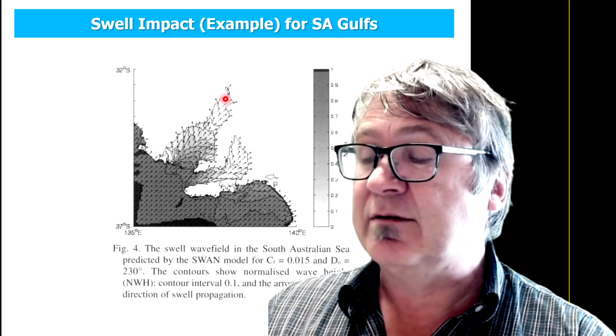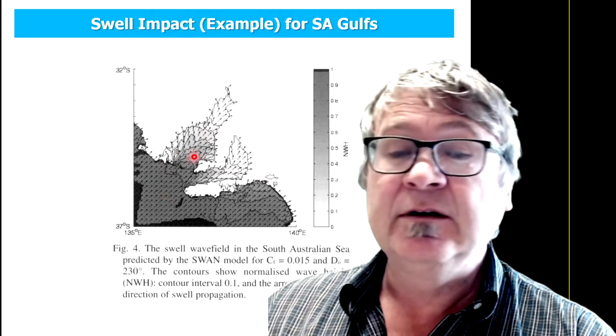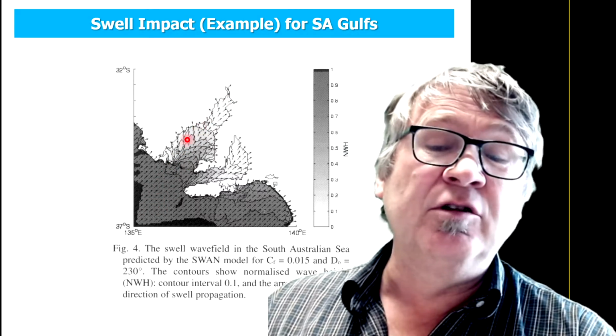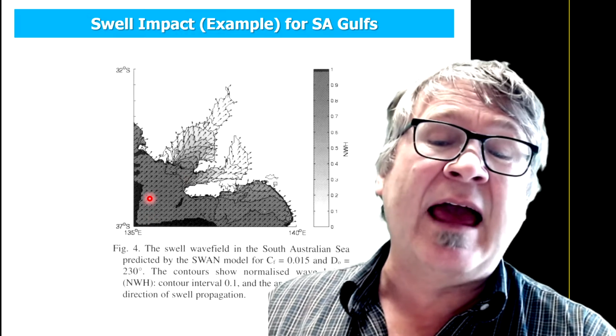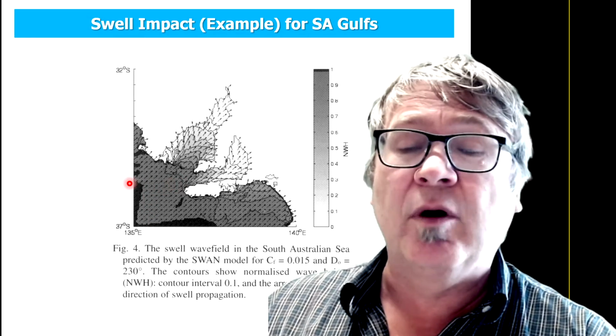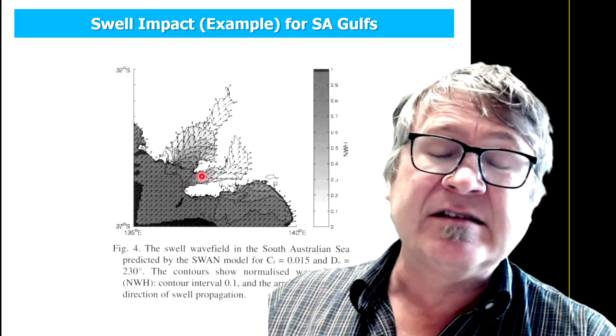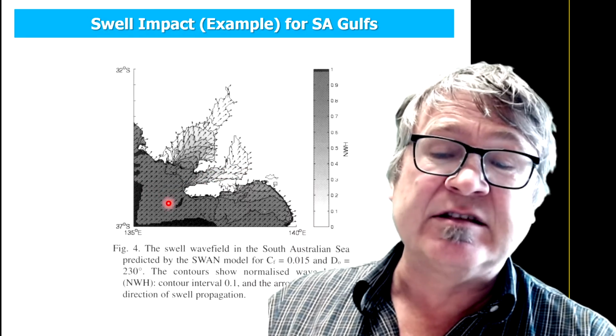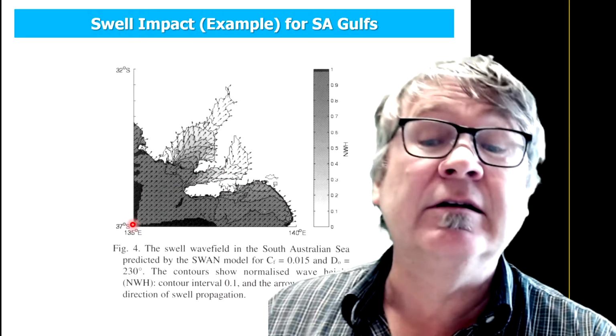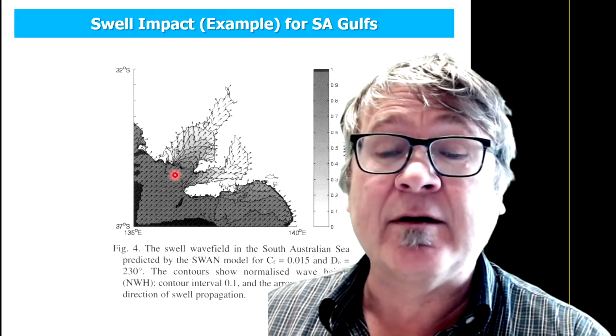Again, you can see that here. That's this direction. Okay, there is not much swell actually reaching or passing through Investigator Strait, just because of the angle of the wave propagation.